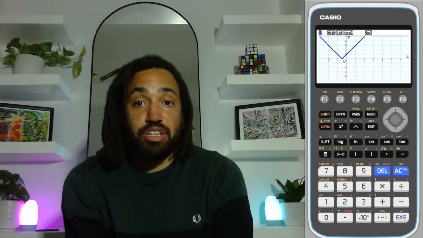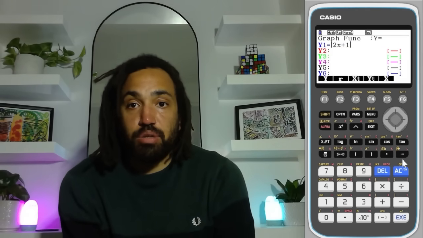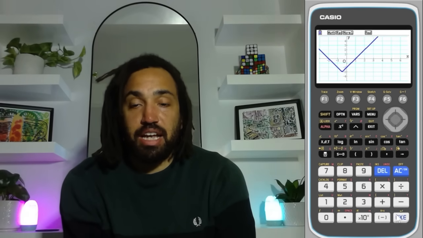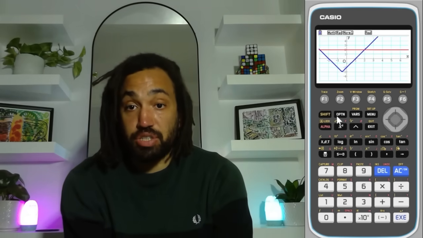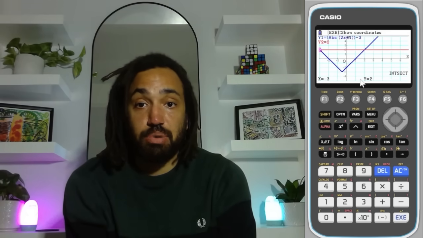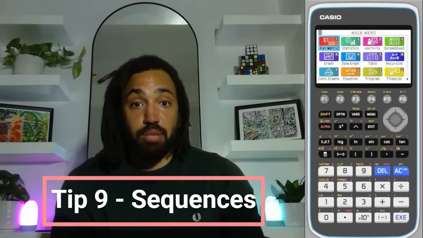And let's imagine now that you're trying to solve the modulus of 2x plus 1 minus 3 is equal to 2. Well, you would just sketch the modulus of 2x plus 1 minus 3. And then you would go to the second function and just type 2. Press execute, and then you need to go to gsolve, and once you've done that, you can just click on the intersection points and scroll between them, and you get your 2 x values. Job done.